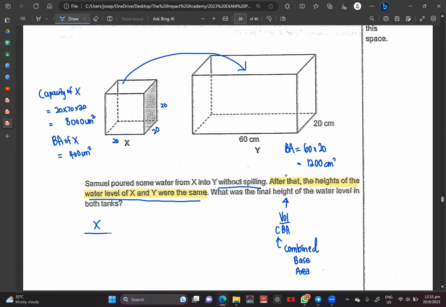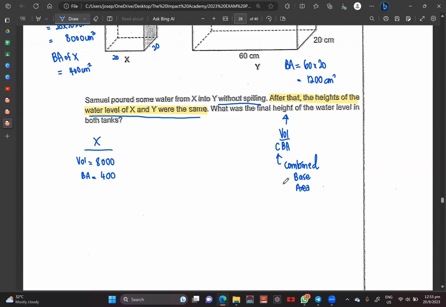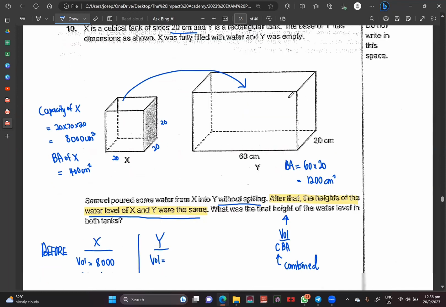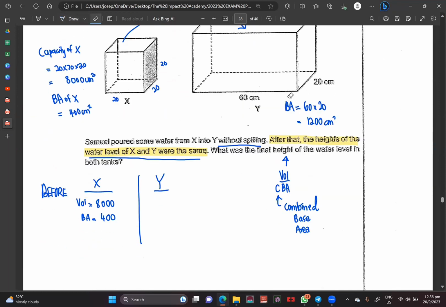For X itself, it has a volume, which is also the capacity, of 8,000, and it has a base area of 400. So this is my before. This is what happened before. Then for Y itself, it has a volume which we don't know. In fact, they said that Y is empty, so we don't even need to write anything over here. For the base area, we know it is 1,200.